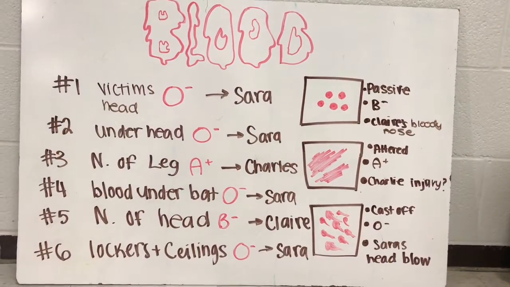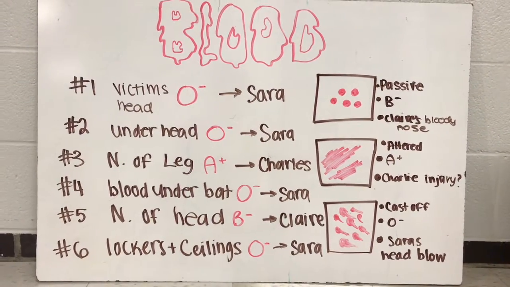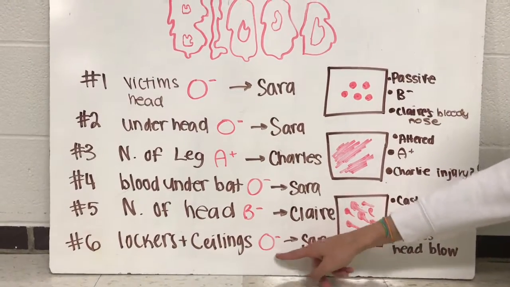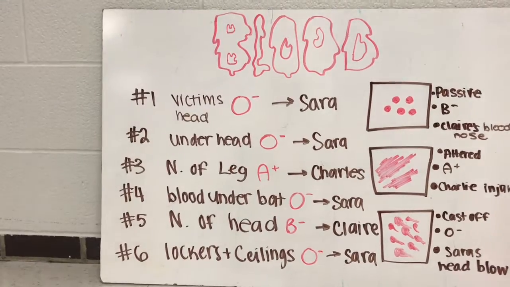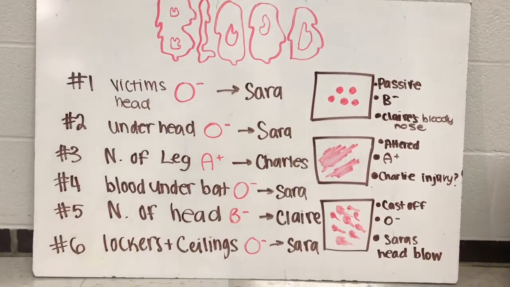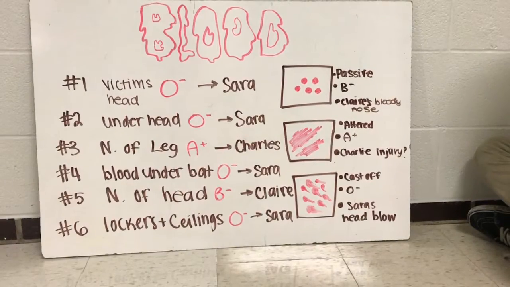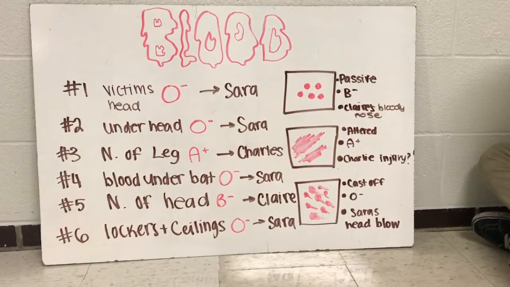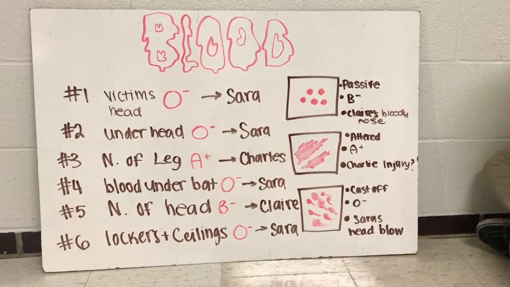The blood found on the lockers and ceilings was O negative, which would point to Sarah being O negative. The blood spatter was cast off, and it was O negative. Cast off on the ceiling could be evidence that Sarah was hit more than once on the head. The blood found north of the leg was A positive and matches Charles' blood type. This could be evidence that there was an altercation between Charles and Sarah in the time that she was murdered.